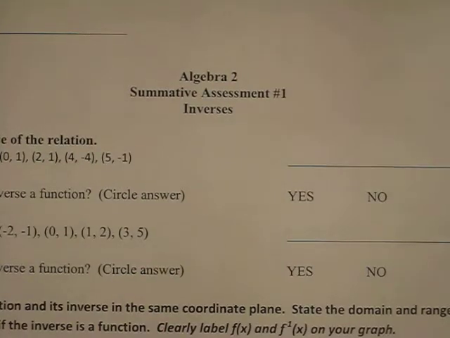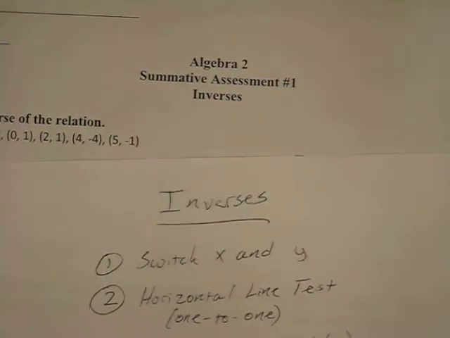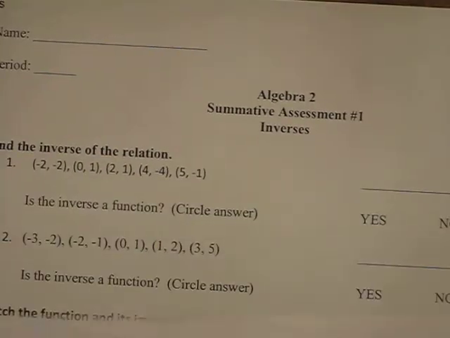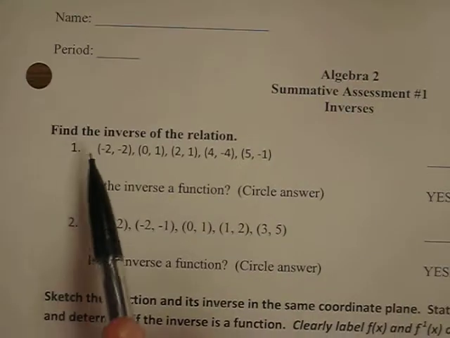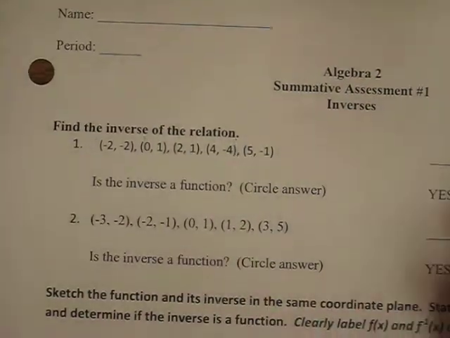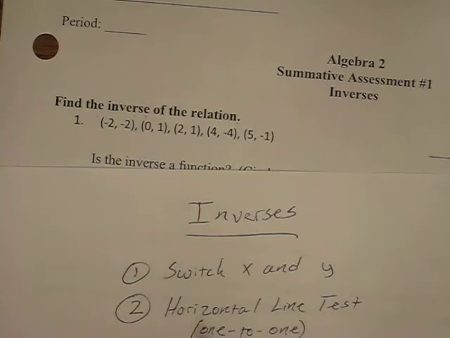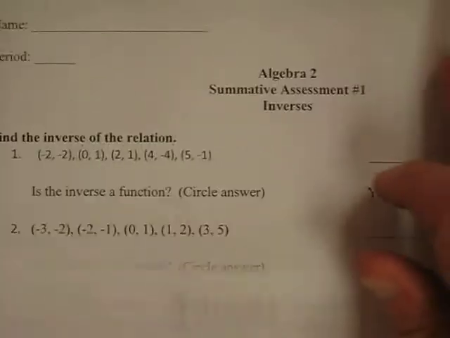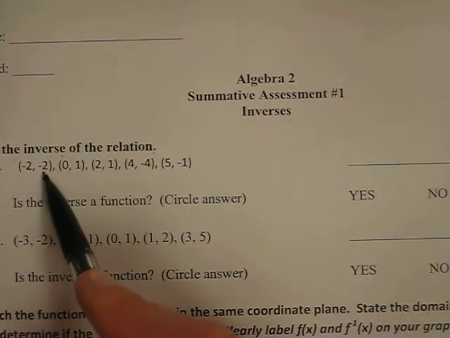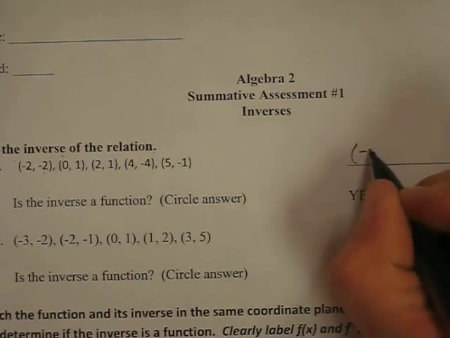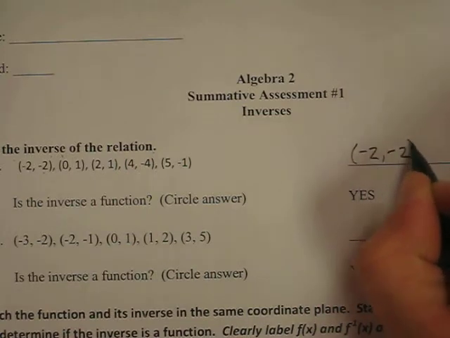So, if we look at the first one, we are going to switch x and y. On these questions, it says find the inverse of the relation. We're just going to look at this, and we are going to switch x and y. So, for the first point, I have negative 2 and 2. That becomes negative 2 and negative 2.